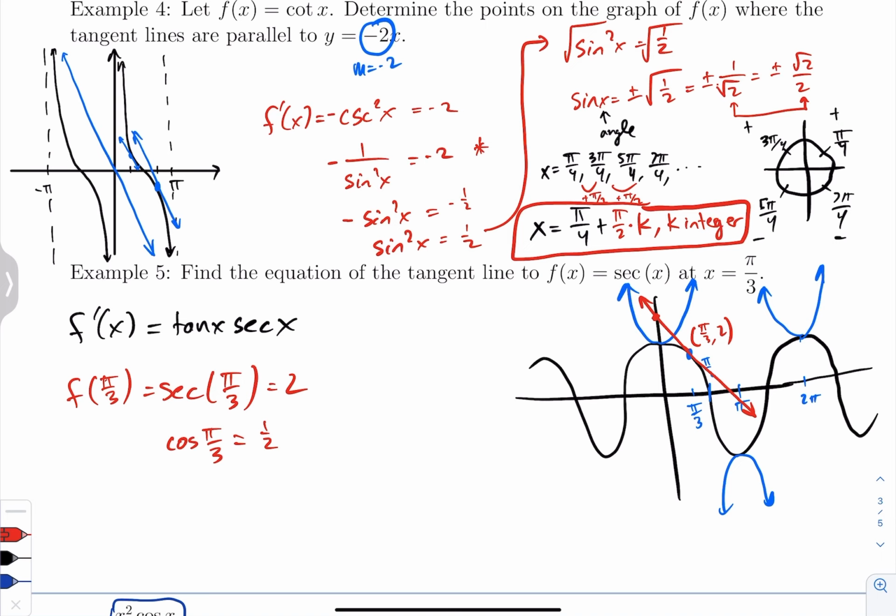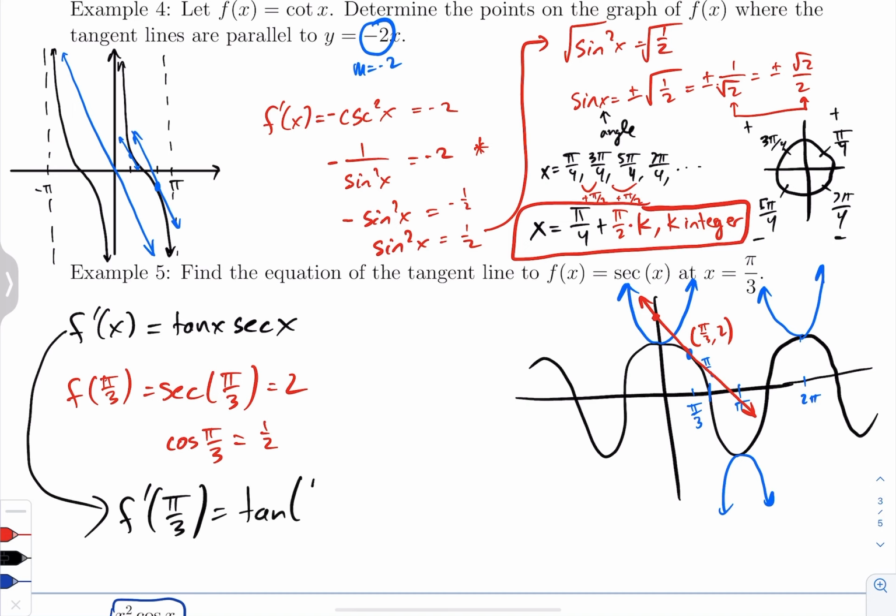So this right here is going to tell me the slope of the tangent line. So I'm going to say f prime of pi over 3 is equal to tangent of pi over 3 times secant of pi over 3. Tangent of pi over 3 is root 3 times secant of pi over 3. We already figured that out, 2. So this is 2 square root 3. All right, so we have all the information we need. We have the slope of that.